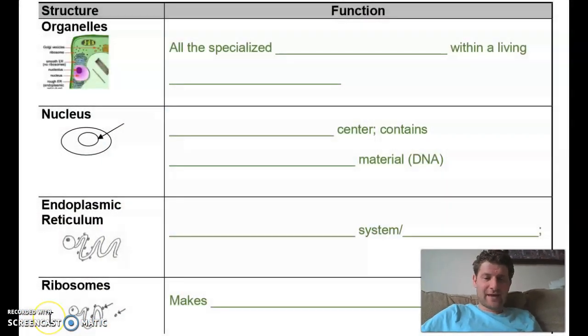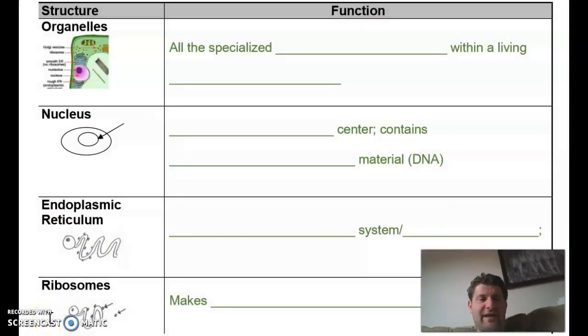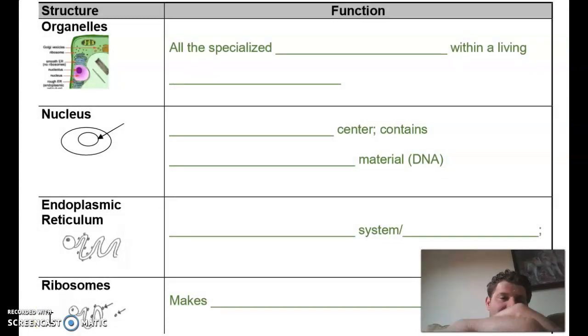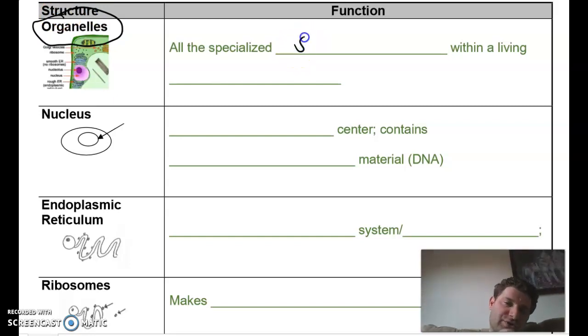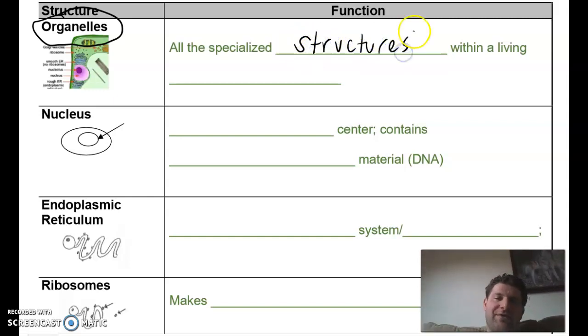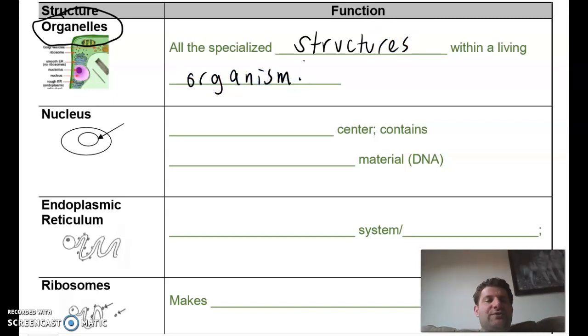Couple things here that you should know. If we look at the cells here, this is what we're all made of, and they could either be plant or animal. All the cells have what's called organelles in them. Organelles are the specialized structures within a living organism. So you're going to write that in your notes about what organelles are.